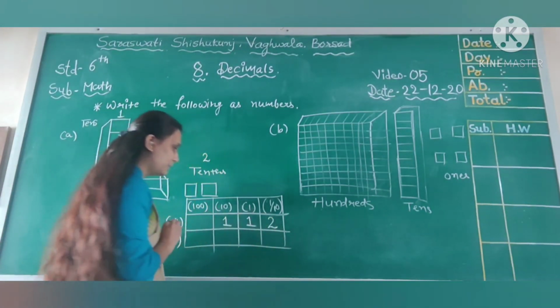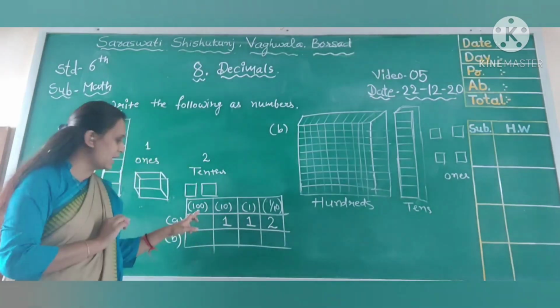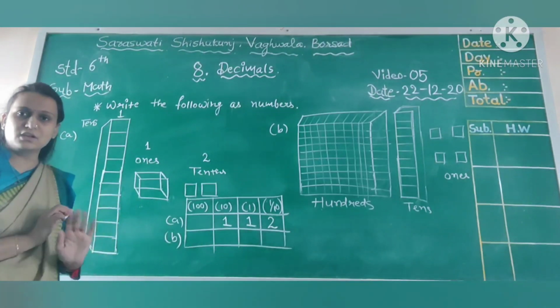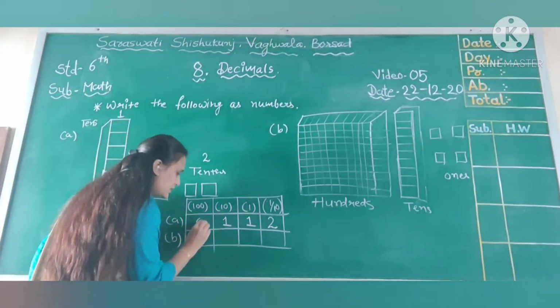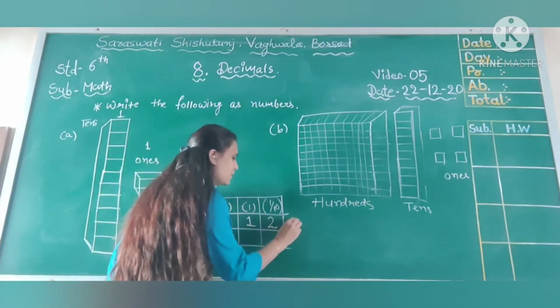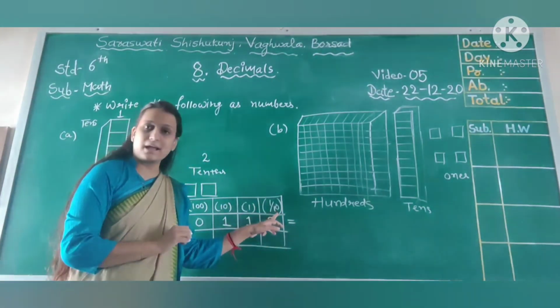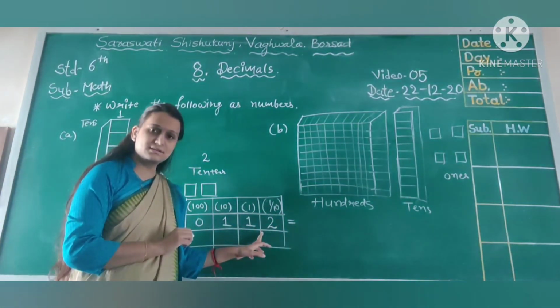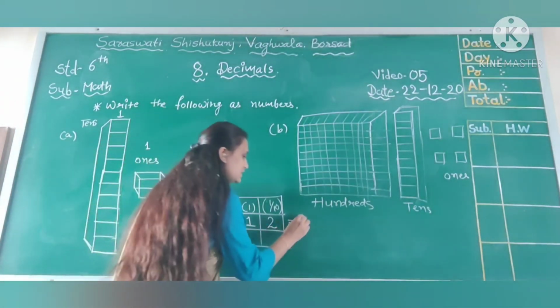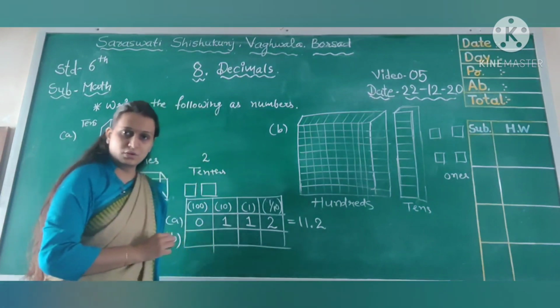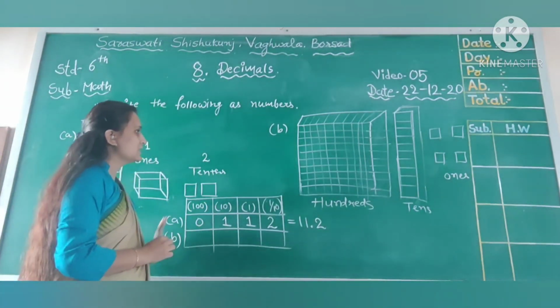So here two blocks. Here one column is given, 100 place. Okay, so on 100 place we haven't given any figure. So we can write here 0. Now if you want to write the number as decimal, so you can see 1 upon 10 means what? Here decimal point is given. Okay, so the number is written as 11.2.